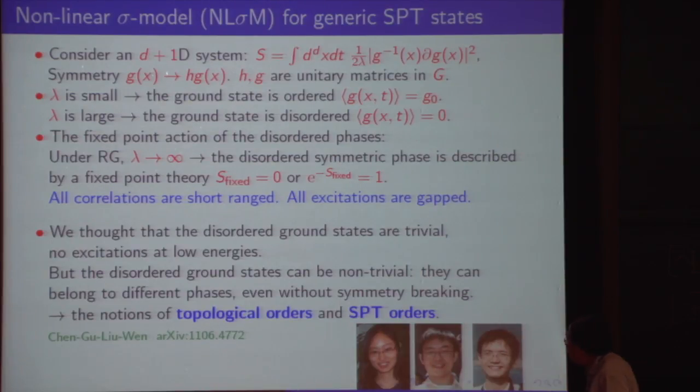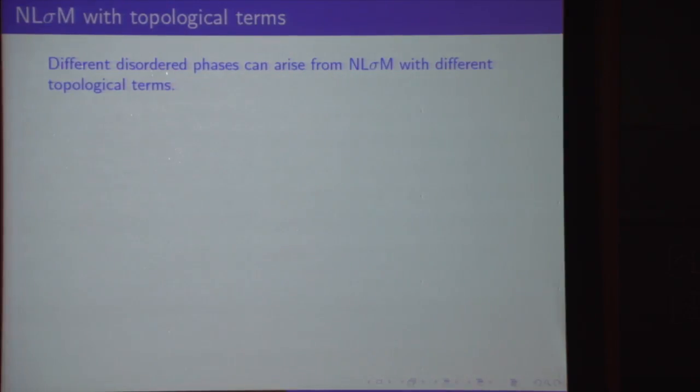Okay. Certainly the biggest question is that S equals 0 sounds really trivial. How come you have different SPT phases? SPT phases are disordered states, no symmetry breaking. How come you have a different SPT phase from S equal to 0? However, these different SPT phases can come from different topological terms.